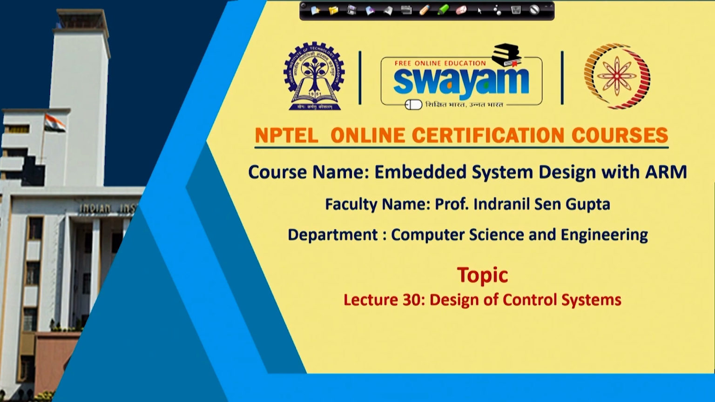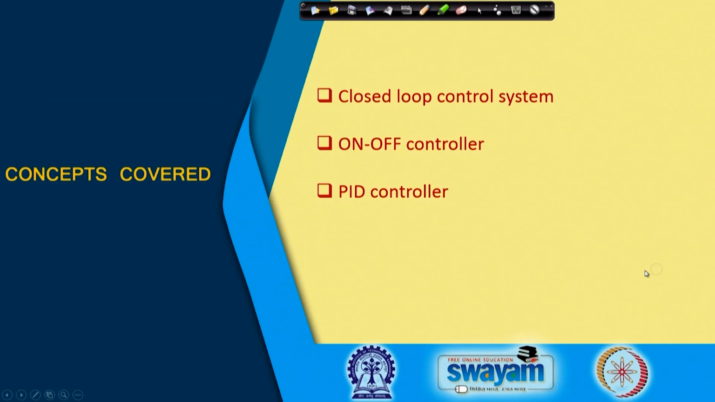Now, in this lecture we shall be talking about something called control systems very briefly, the basic idea about control systems and why it is important in the context of embedded system design. Now, in this lecture we shall be talking particularly about something called closed loop control systems and the different kinds of controlling mechanisms like on off control and PID control mechanisms.